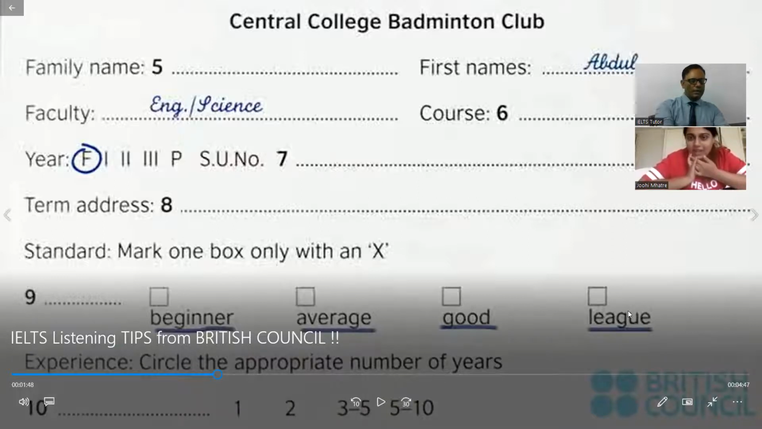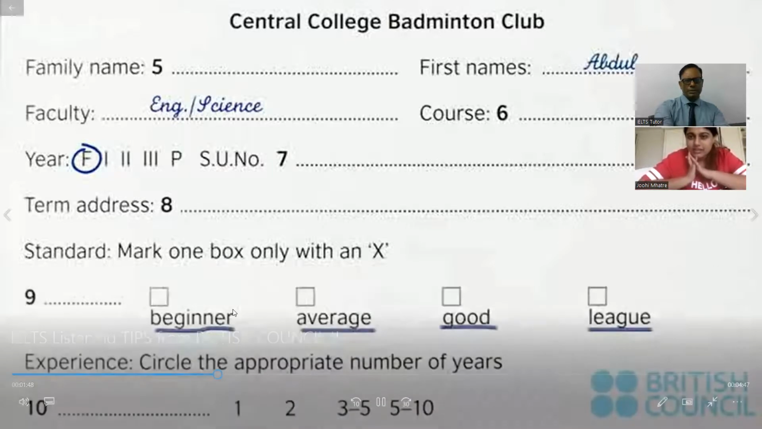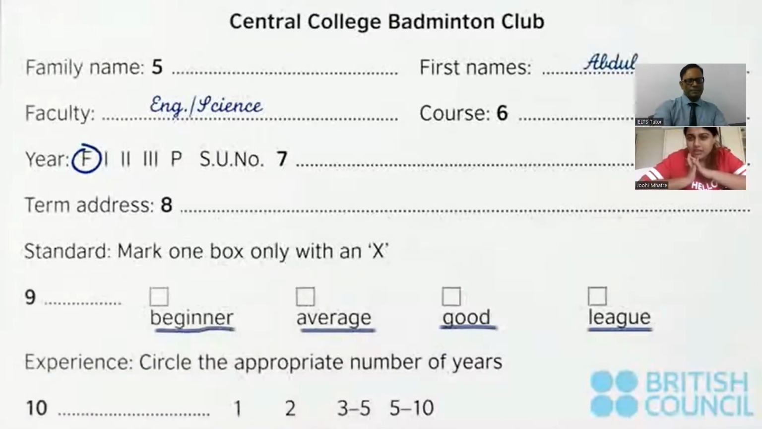Synonyms mean words that have a similar meaning. Not bad. League means professional, league, top, high level. This is beginner. What they have.